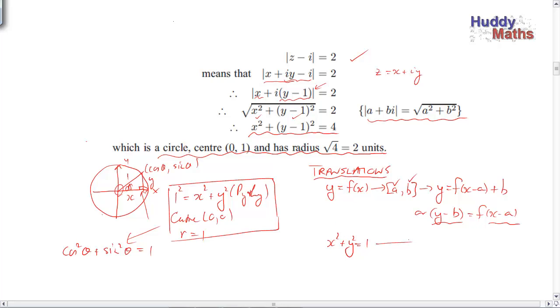If we transform this by the translation (a, b), it becomes (x minus a) squared plus (y minus b) squared equals 1 squared. I call that 1 squared there. And from that, of course, you can see that if this was r, the general form for the equation of a circle is this. So that's what we're using.